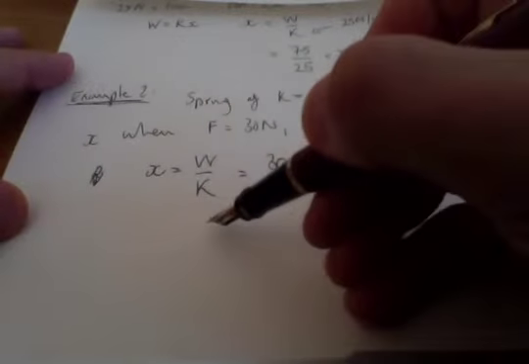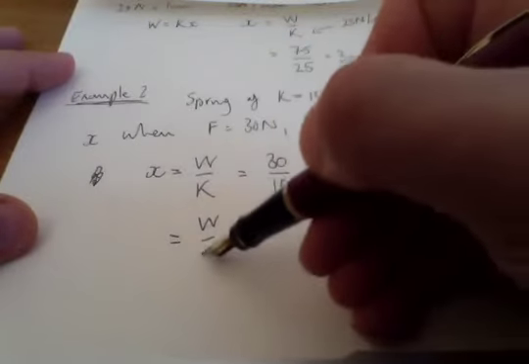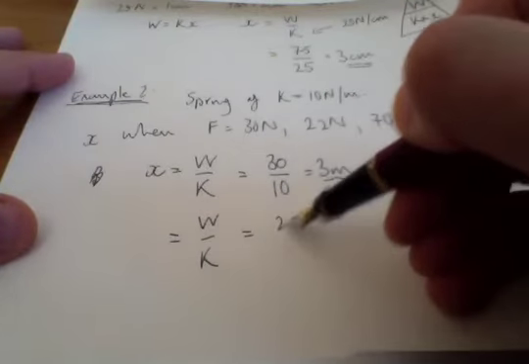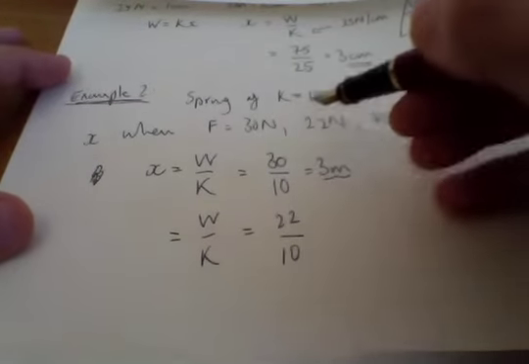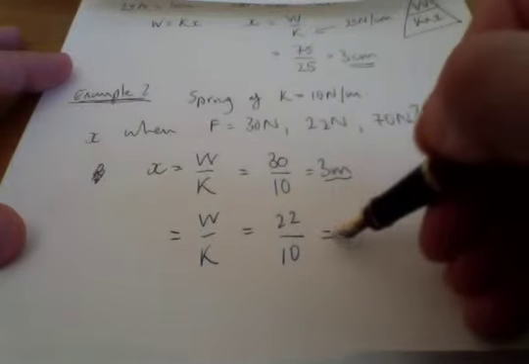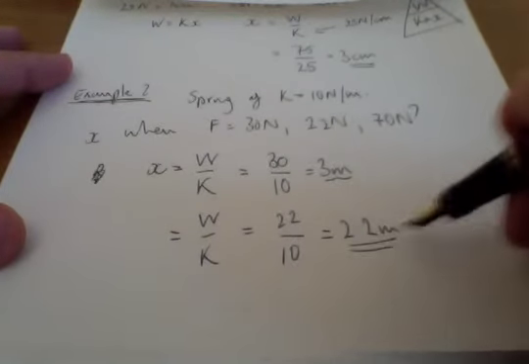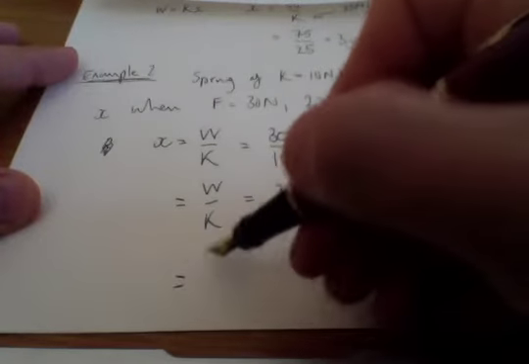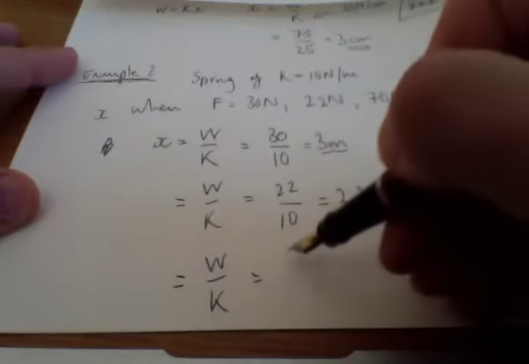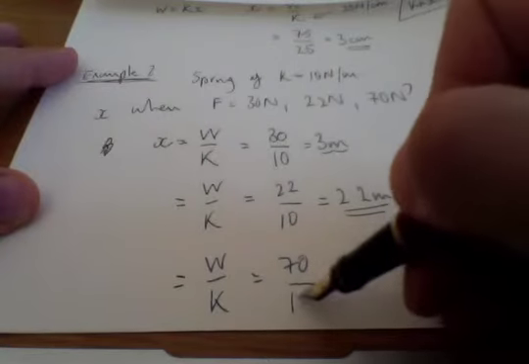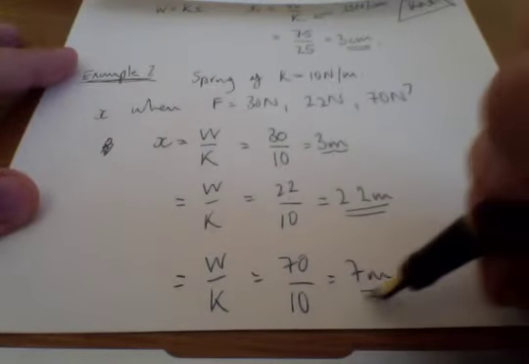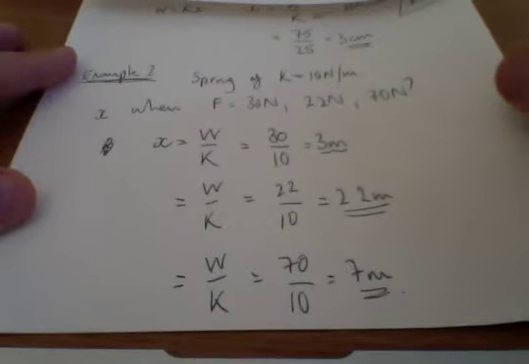Okay, what about 22 newtons? Well, this one might not be as intuitive because it's not whole numbers, so actually the equation is very useful in this instance, and that gives us 2.2 metres. And what about when it equals 70 newtons? That might give us a 7 metre extension, quite a sizable extension.